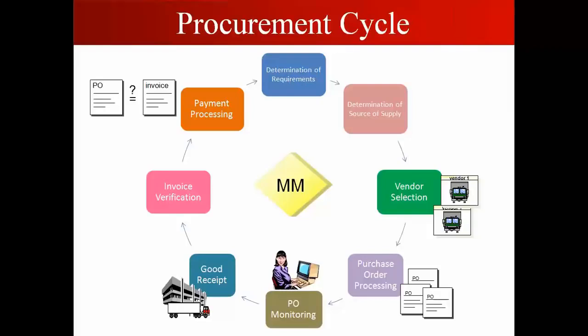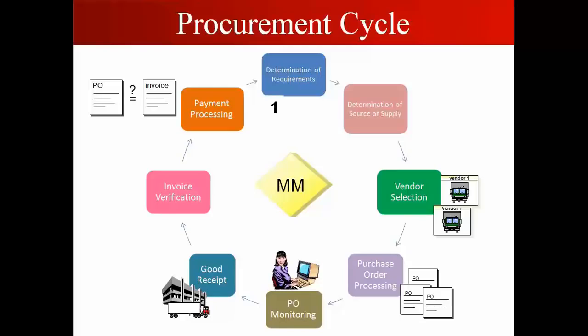Let's see what happens first, what second, what third. So first of all, the requirement, number one, determination of requirement. First of all, the requirement will be given. If I'm working as a purchasing officer, I'll get some sort of requirement from the business. Those requirements can be manually created, or can be created by SAP as well. SAP can automatically create some requirements.